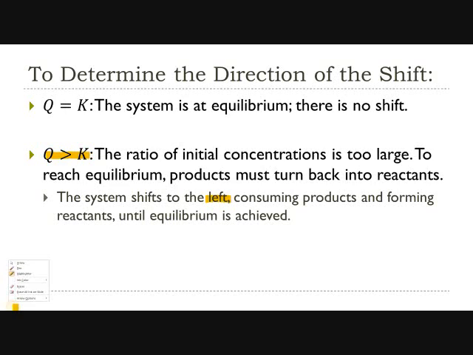Okay? And this all is because of the fact that when we solve for K or Q, we would take the product's concentrations over the reactant concentrations. And so if Q is bigger, that means that the products have a bigger value. So then the ratio is too big, so we have to use up products to make the reactants bigger in order to make it balance out. Okay? But really, all you really need to know is that when Q is greater than K, you shift left.